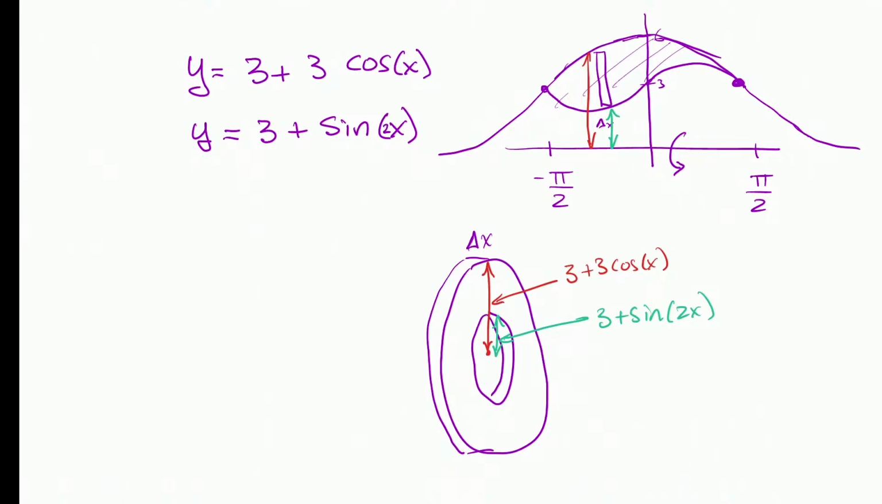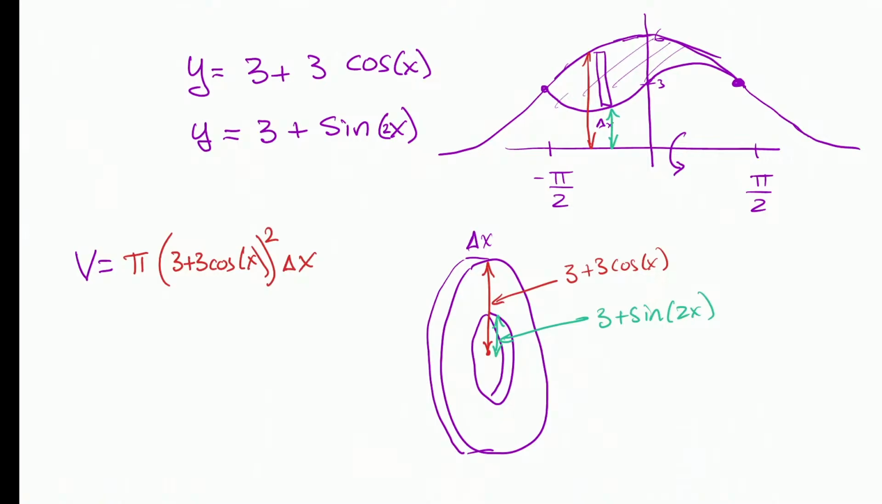All right, now what we're going to do is set up the volume. And I would suggest you do it this way. We have the volume of the outer circle, the outer disk. Oops, I'm going to color code this. It is pi times the radius squared times delta x. That's the outside circle.